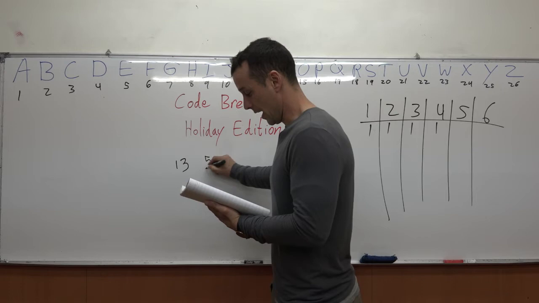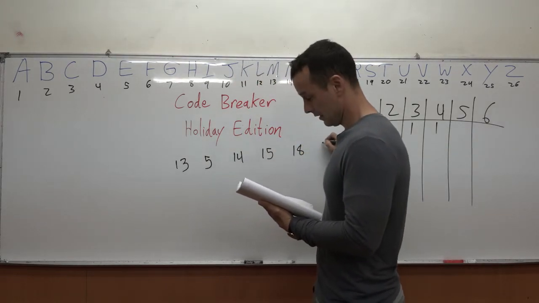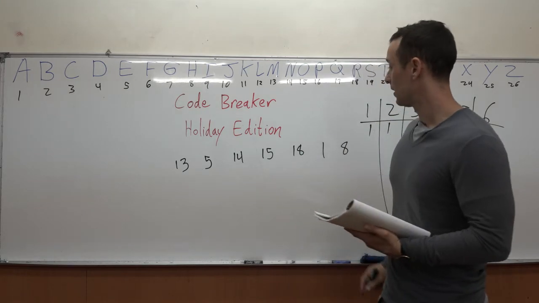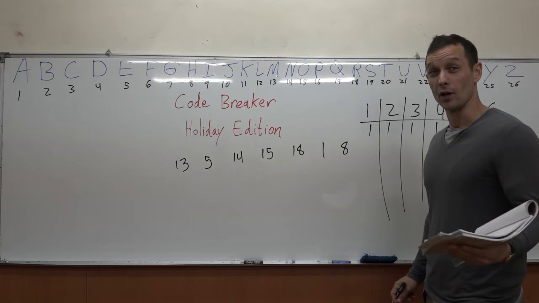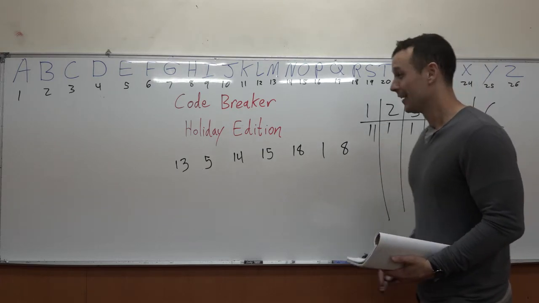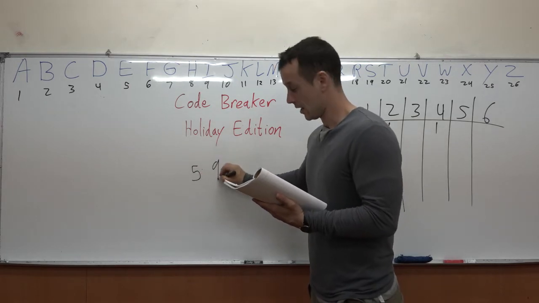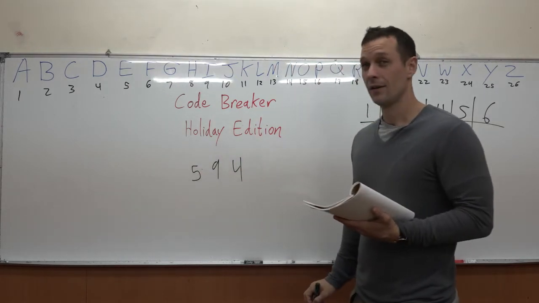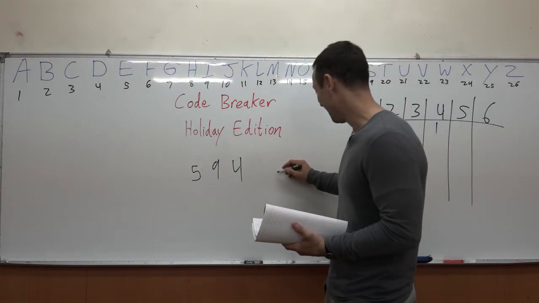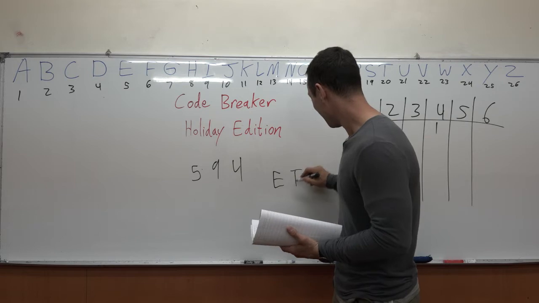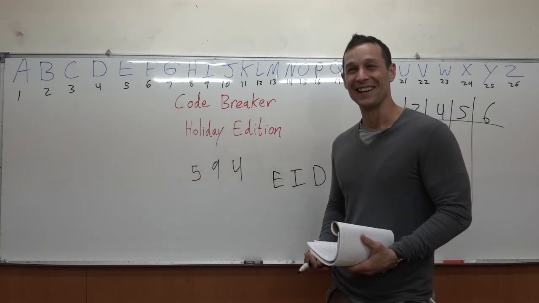13, 5, 14, 15, 18, 1, 8. Menorah, good job, team 1. 5, 9, 4. Eid. What? Yes, Eid. What is Eid? Eid is the massive feast they have at the end of Ramadan. Oh, yeah. I didn't know.